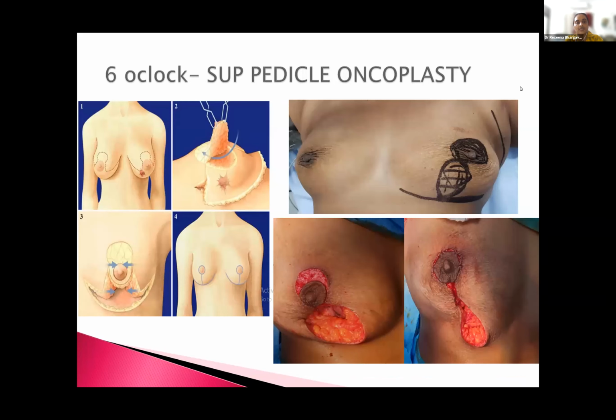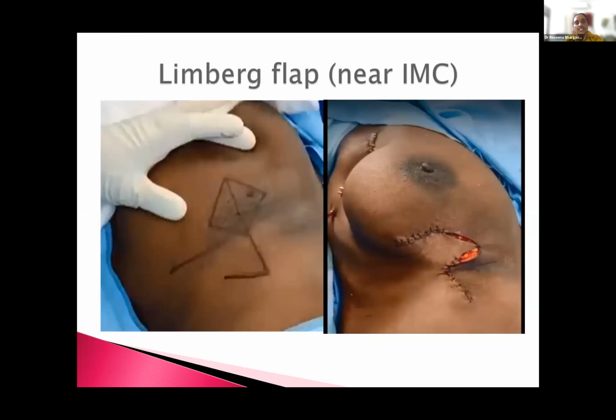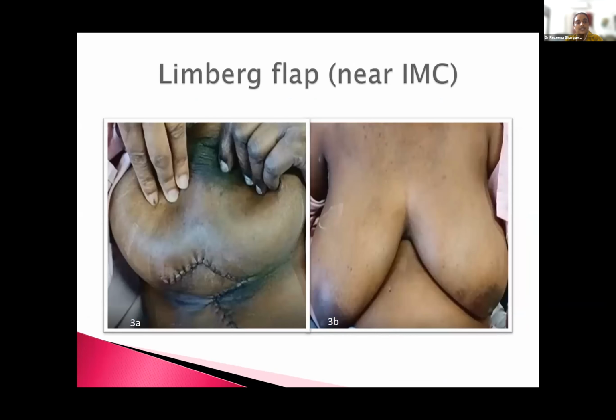For 6 o'clock position, we again have the superior pedicle oncoplasty, where you can see that the tumor is removed, the nipple is repositioned upwards, and it gives rise to an inverted T scar. Also for lesions which are near the inframammary crease, we have the Limberg flap, which is a rhomboid flap, which is a very robust flap, whereby we can fill small defects in the inframammary crease region with very good cosmesis.